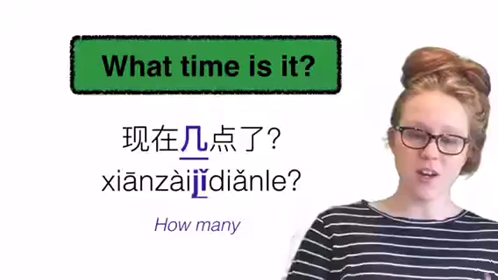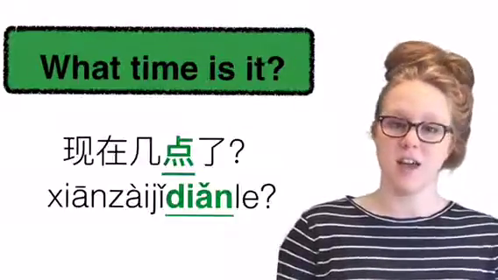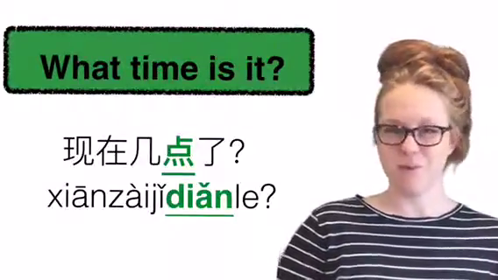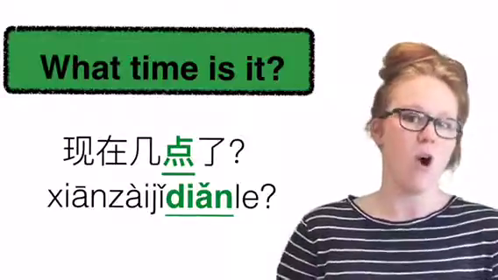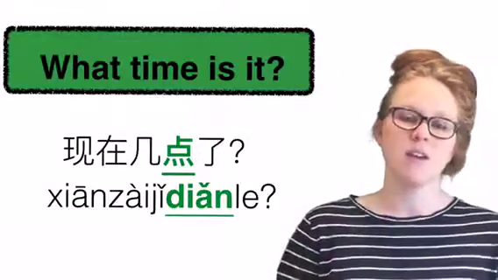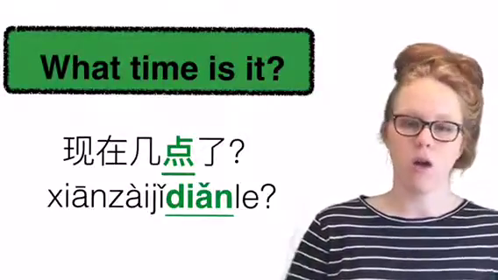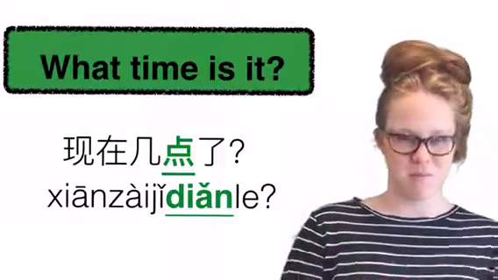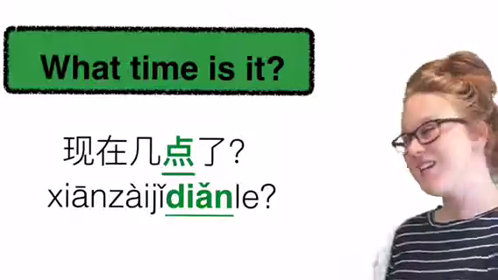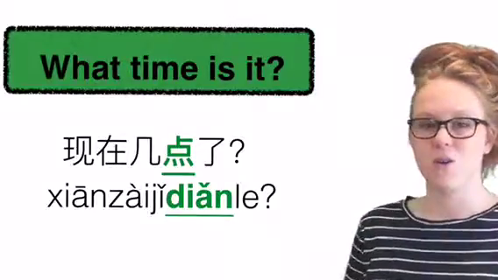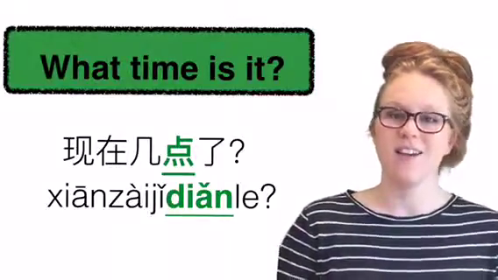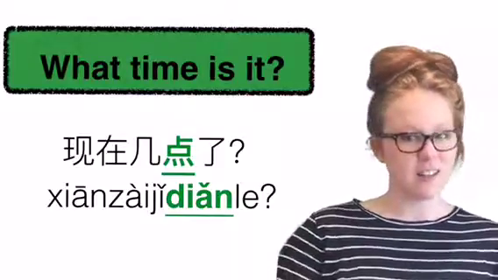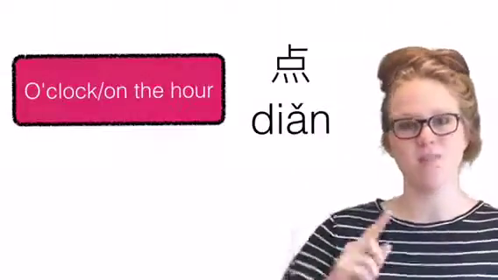Now, the next word after 几 is 点, and 点 is very important because it means the time or o'clock or hour. Now, you'll see that there's a word 了 on the end. Now, that's just to soften the question to make it sound more approachable. So, 现在几点了? What time is it right now? 现在几点了? Now, to be able to tell the time on the hour, you need to use that 点 word.